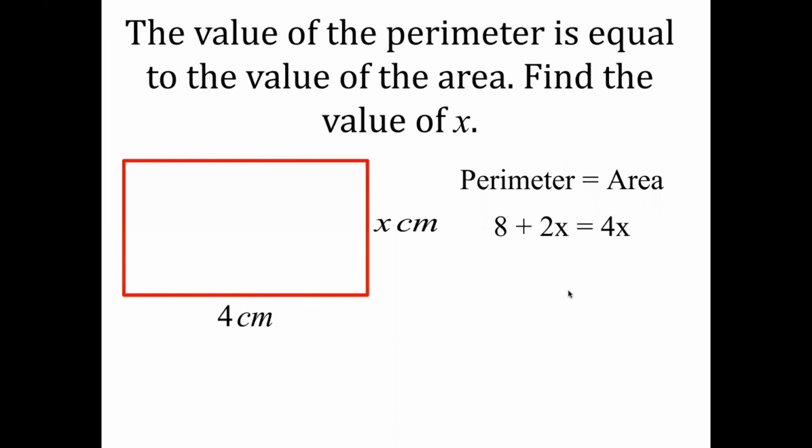Now you can see that this is a standard equation with variables on both sides. And now you can just subtract 2x from both sides to isolate your variable. That gives you 8 equals 2x. Divide both sides by 2, and you get that x equals 4.